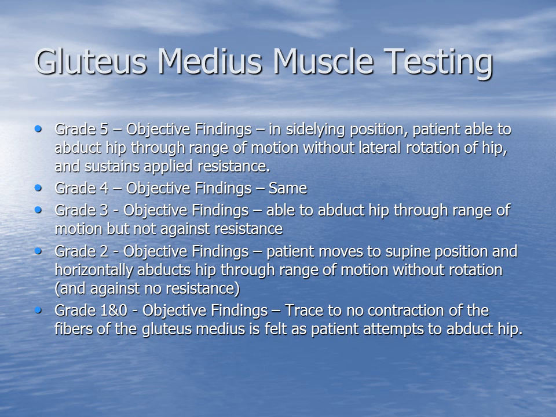With a grade 2 now, the examinee moves to the supine position in order to eliminate the effects of gravity and horizontally abducts the hip through range of motion and without substitution movements of either hip rotation or hip flexion, but is not able to do so against any added resistance. With grade 1 and grade 0, we see increased weakness of the gluteus medius, and with grade 0, there is no visible or palpable contraction of the gluteus medius muscle.